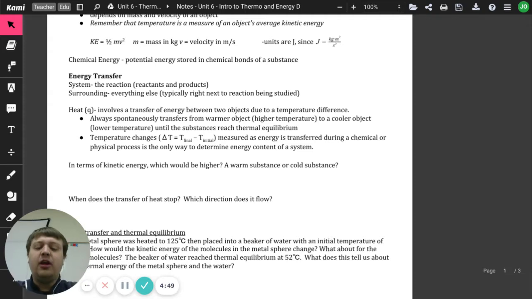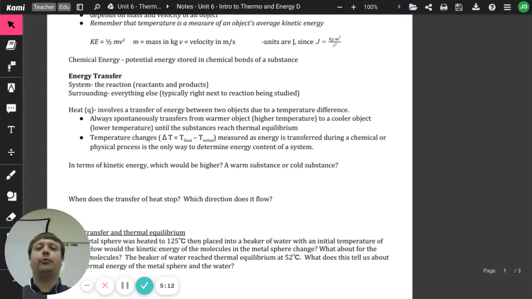So in terms of kinetic energy, which would be higher? What if I had a warm substance or a cold substance, which would have a higher kinetic energy? Well, remember that kinetic energy relates to temperature. If I've got a higher temperature, I've got a higher kinetic energy. So in this case, I've got a warm substance and a cold substance.